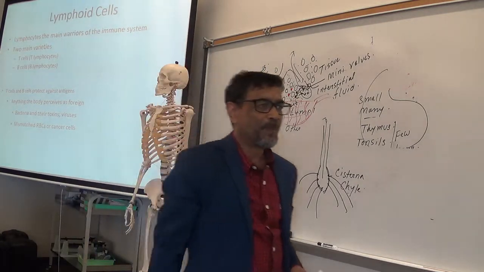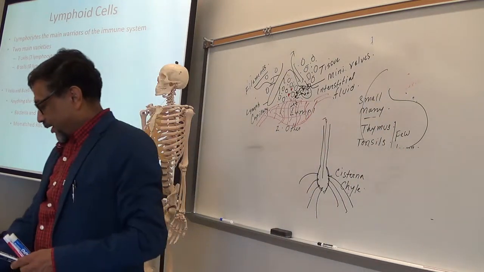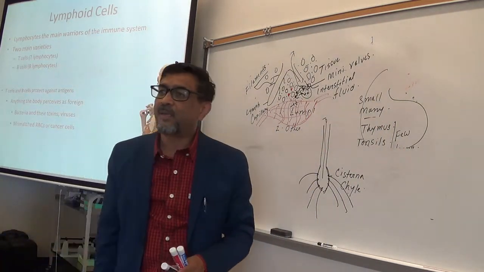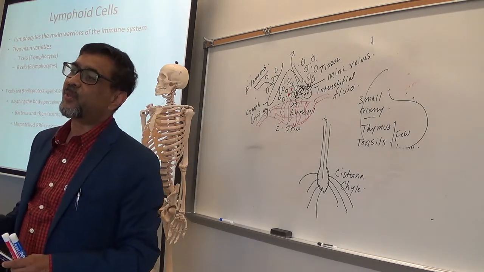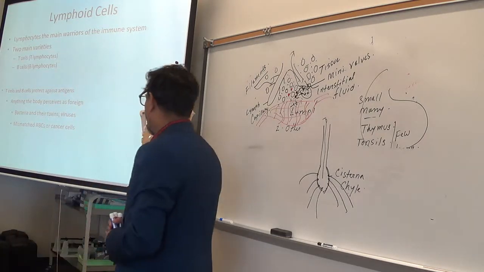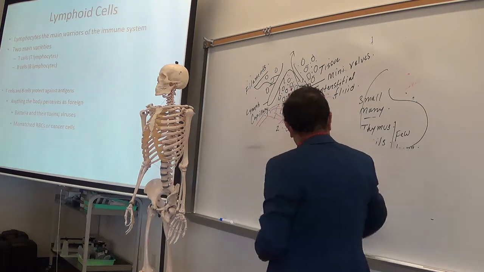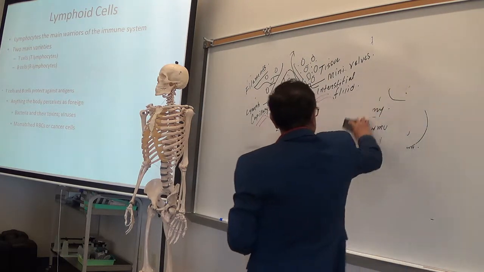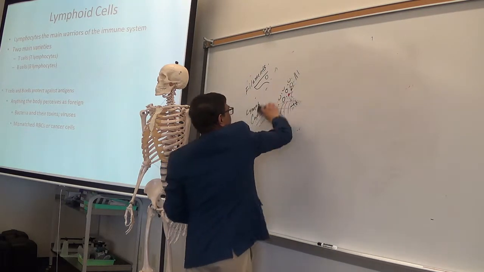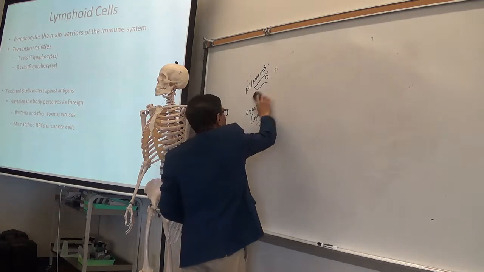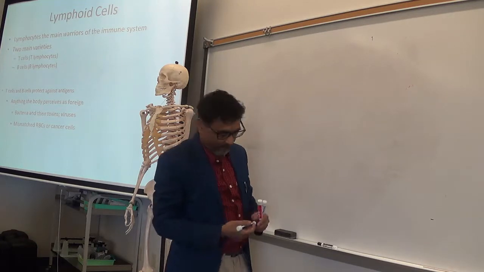Okay. Now, lymphoid cells. I mentioned two types of cells are the main warriors. Okay, T cells or T lymphocytes and B cells or B lymphocytes. Now, lymphocytes, you already know, are one type of white blood cells. But why do we have two types of lymphocytes, T and B?